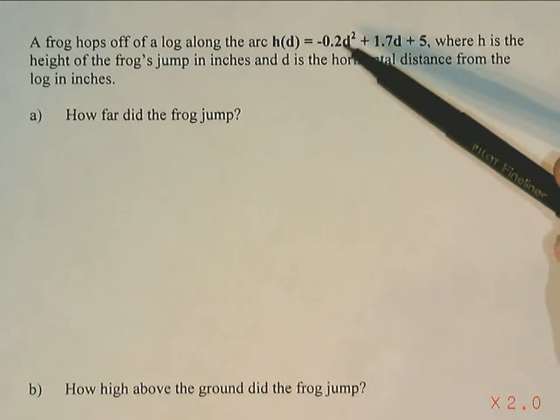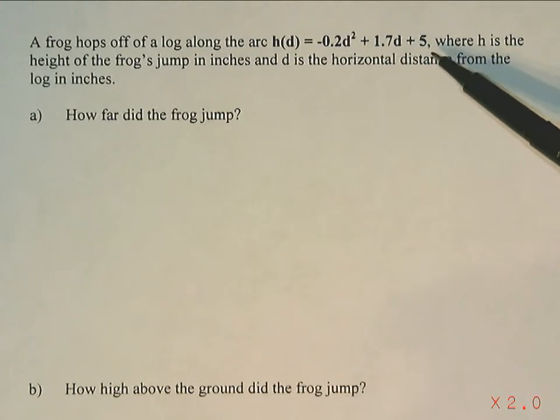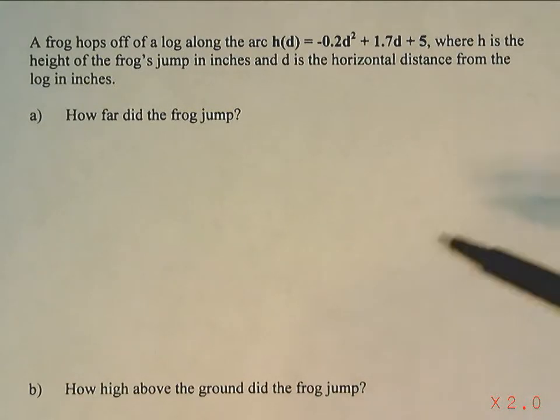So h(d) equals negative 0.2 d squared plus 1.7 d plus 5, where h is the height of the frog's jump in inches, and d is the horizontal distance from the log in inches. So the very first question says, how far did the frog jump?